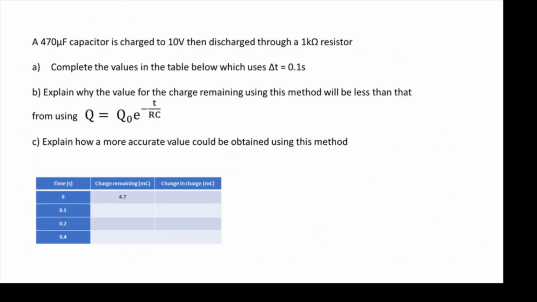Here's an example you should have a go at. A 470 microfarad capacitor is charged to 10 volts, then discharged through a 1K resistor. Complete the values in the table. Explain why the charge remaining using this method will be less than from using that equation. How might we get a more accurate value? So I suggest you pause the video and have a go at it.